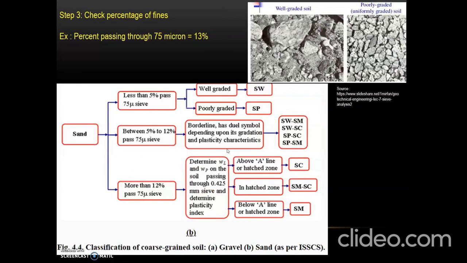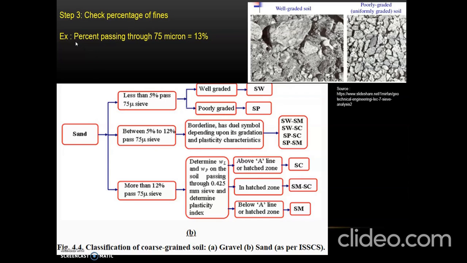Next, to find out whether it is well graded sand, poorly graded sand, or whether it has got dual symbol, or whether it can be clayey sand, again whether it has got dual symbol, or whether it is silty sand, we will have to check the percentage of fines passing through 75 micron sieve. So the third step is to check the percentage of fines.